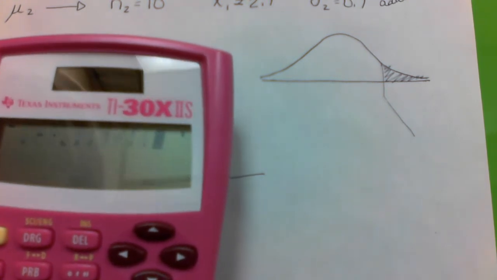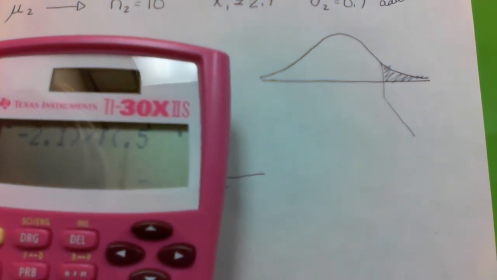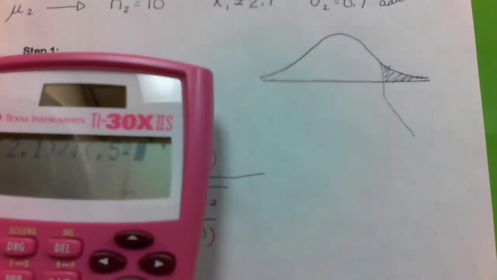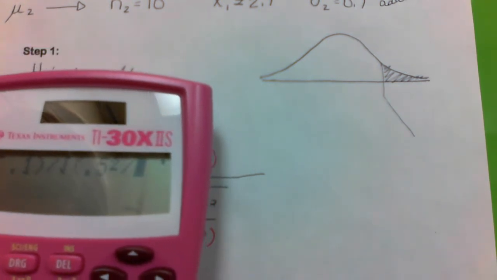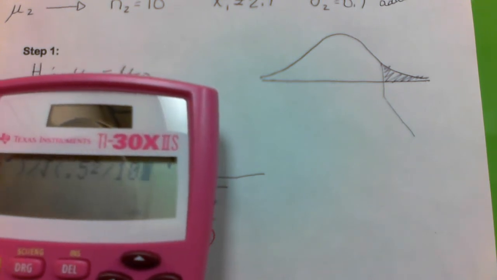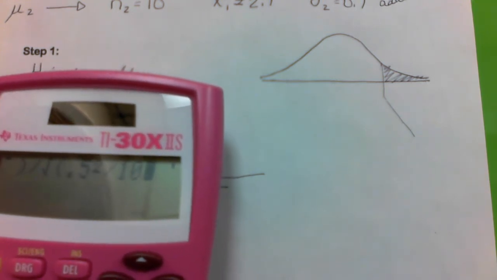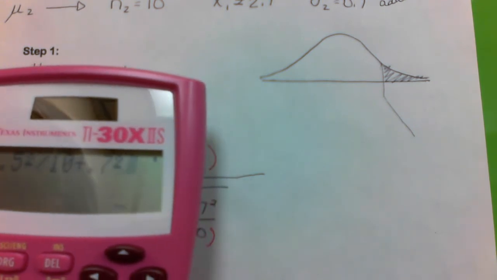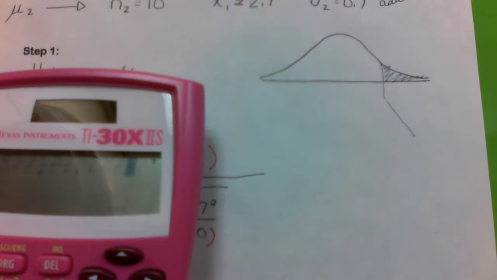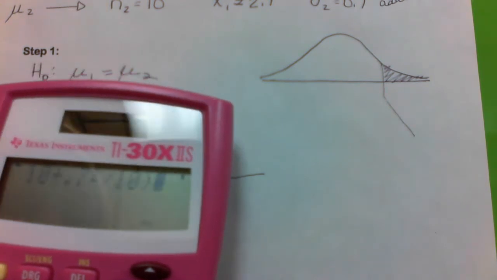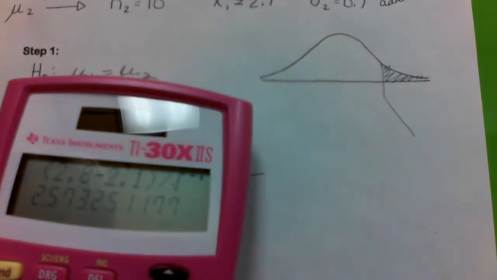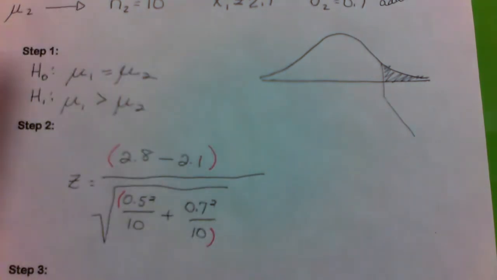So now I'm going to put 0.5 raised to the second power divided by 10 plus 0.7 squared divided by 10. Now I'm going to close the parenthesis and then push equals. And I get 2.57 and so forth. So that is 2.57.